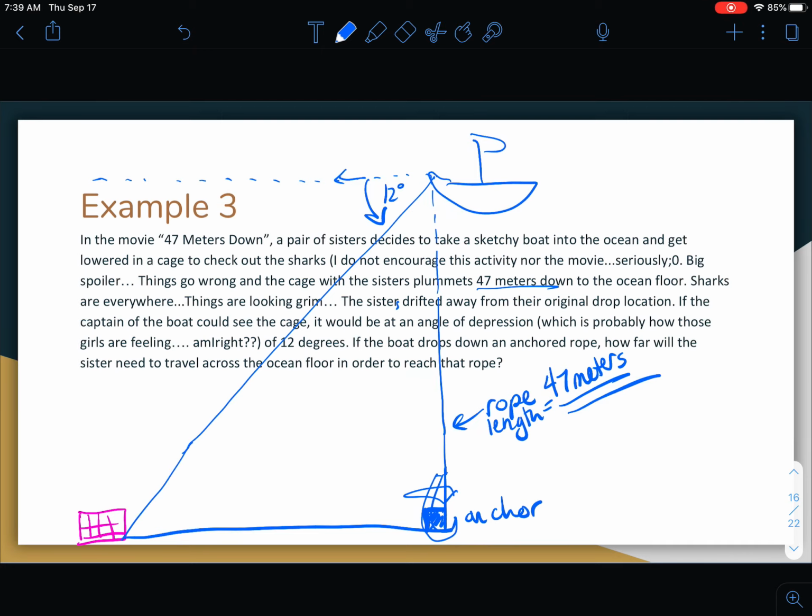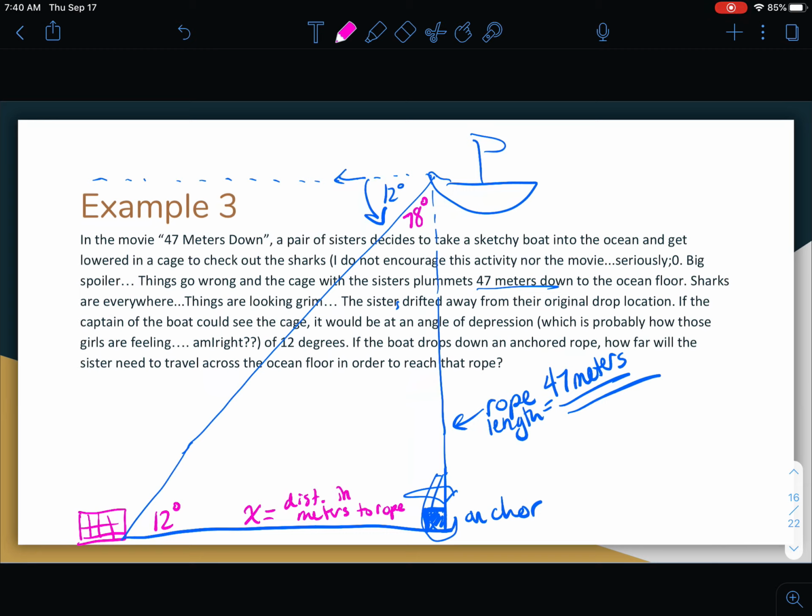Okay, so this is our right angle. We have our angle of depression here. So inside, we're going to have 78 degrees. We have the right angle here, and then again, big surprise, the 12 degrees is down here. Alternate interior angles are congruent. Okay, so our thing that we need to find is this. This is the distance in meters to the rope.